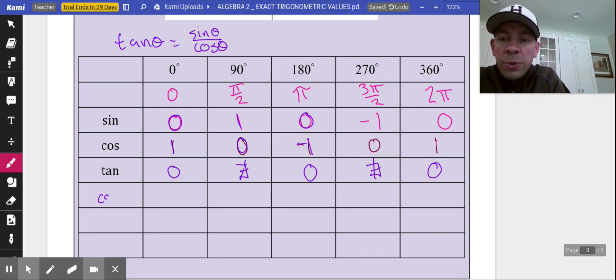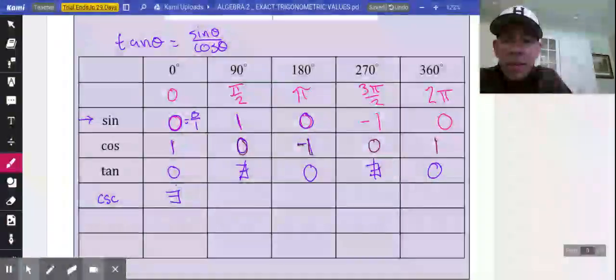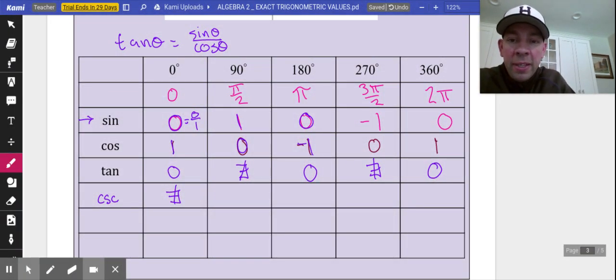What if I did cosecant and I reciprocated everything in this row? When I say 0, think of 0 over 1. Reciprocating that puts 0 on the bottom, so we're undefined. Reciprocating a 1 is 1, undefined, negative 1, undefined.